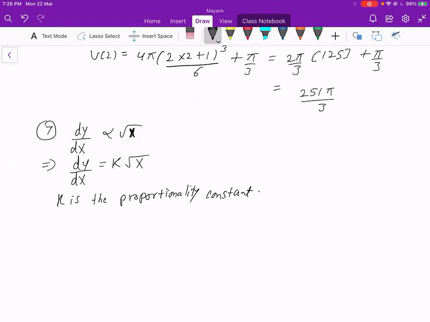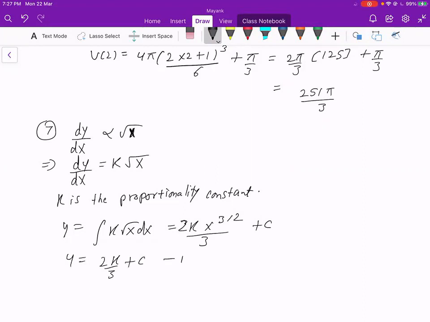Like you now have the expression for dy by dx. So you can say that y is equal to integral of k root x dx, which, k being a constant goes out, x to the 3 by 2 upon 3 by 2. So this is the expression: 2k x to the 3 by 2 upon 3, plus c, of course. Now they have two conditions, so we'll have two equations. One is that y is equal to 4 when x equal to 1. So you'll put 4 equal to 2k by 3 plus c. That's the first equation.